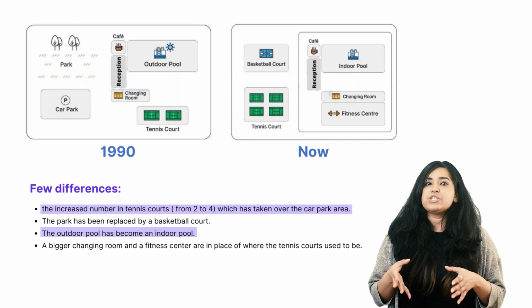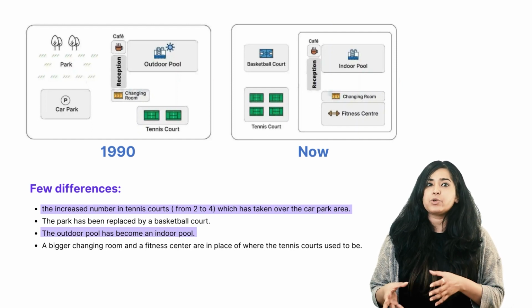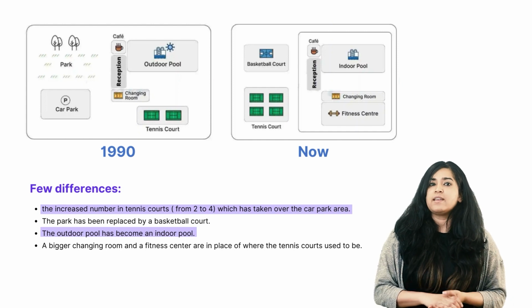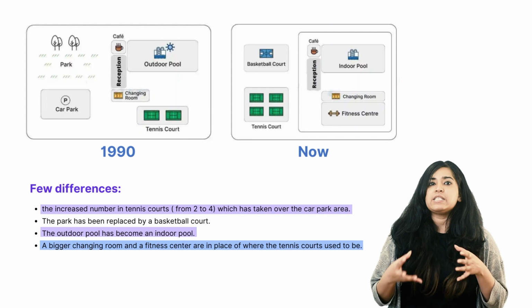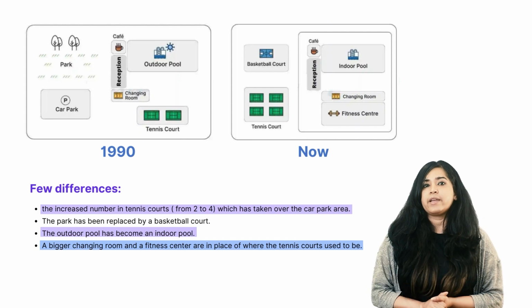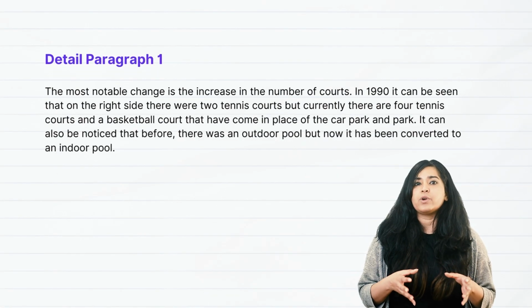Now, on to our detailed paragraphs. From our analysis, let's pick out 2 details that we will elaborate on in our detailed paragraphs. Main feature 1, the addition of courts in place of the park and parking lot, as well as the outdoor pool becoming an indoor pool. Main feature 2, a bigger space for the changing room and the addition of the fitness center in the same area. So for detailed paragraph 1, we'll write, the most notable change is the increase in the number of courts.